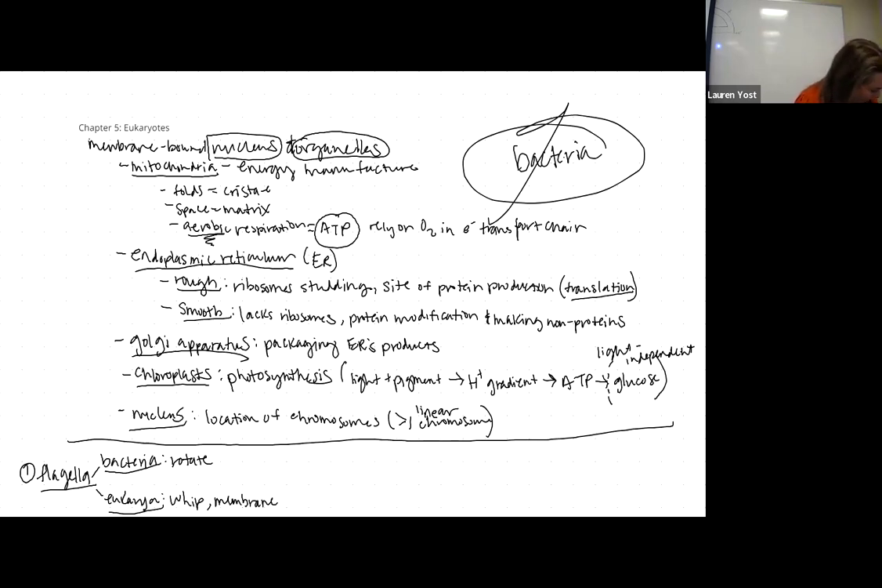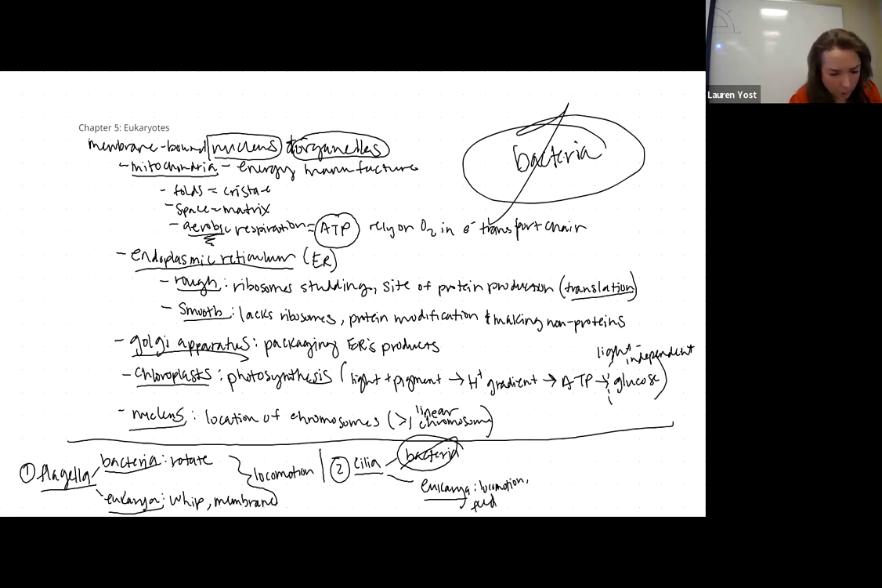The other structures that I want to mention. Either way, both of these are for locomotion, some movement. Number two is cilia, which is something that bacteria don't have. The eukarya will use them for locomotion, as well as feeding, to help move their environment around, like water or something, flush it into their mouths or whatever it is.